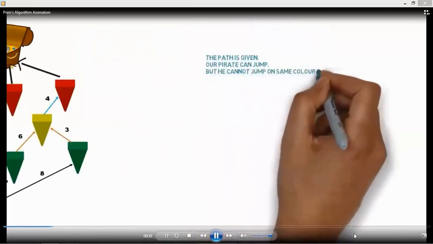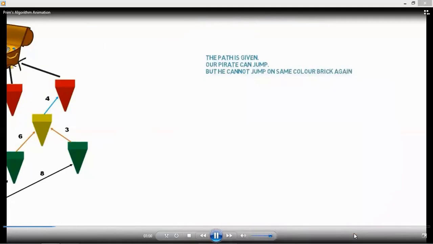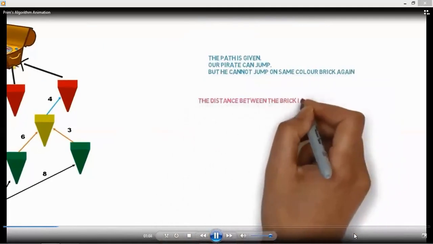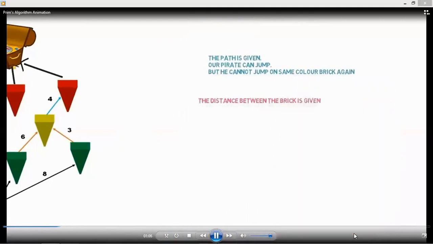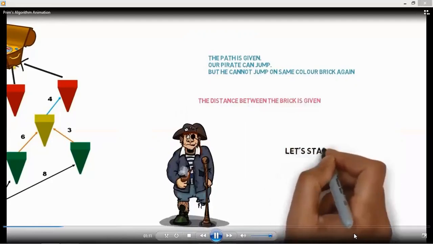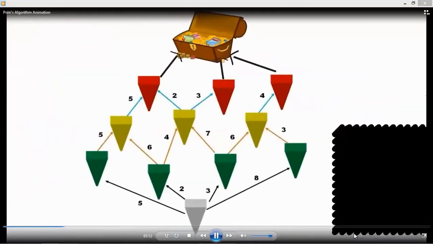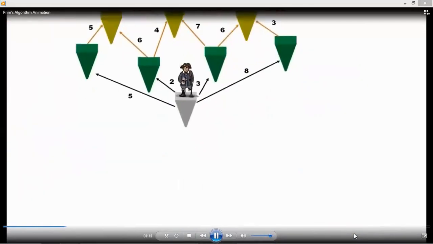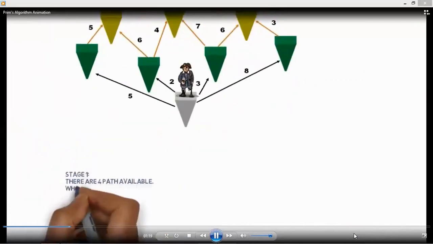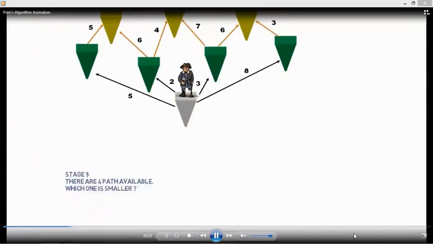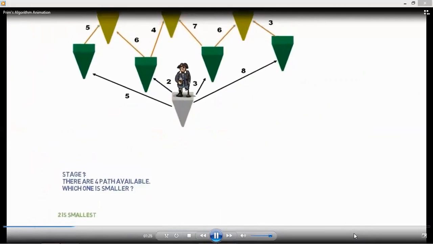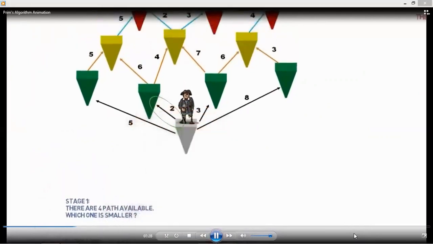He can jump from one brick to another brick. The distance between one brick and another brick is given. Let's start now. Here in the first step there are 4 paths: 4, 5, 2, 3. From these we have to select the minimum path, that is 2. 2 is the smallest path to go up.